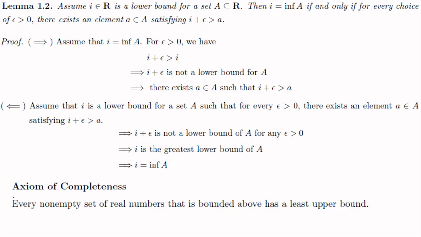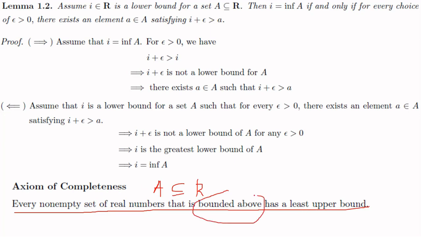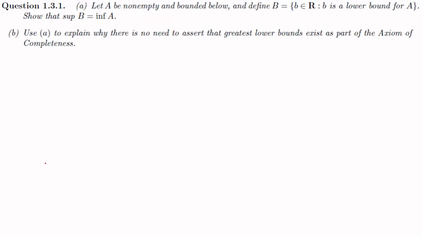Now here we have something called the axiom of completeness, which states that every non-empty set of real numbers that is bounded above has a least upper bound. This means that if A is any non-empty subset of R which is bounded above, then A has a least upper bound. That means A has a supremum. So this property is known as the axiom of completeness, and this is a very important property in real analysis.